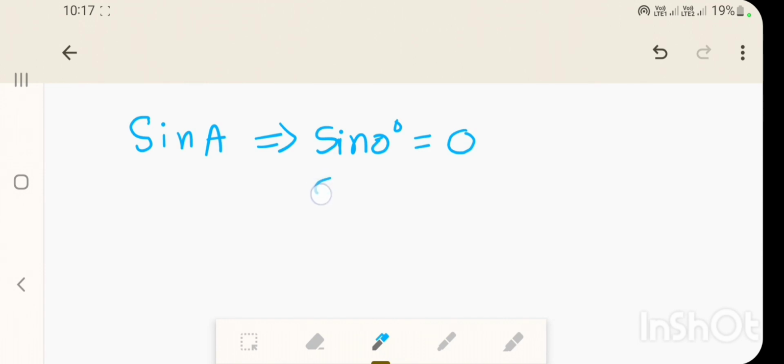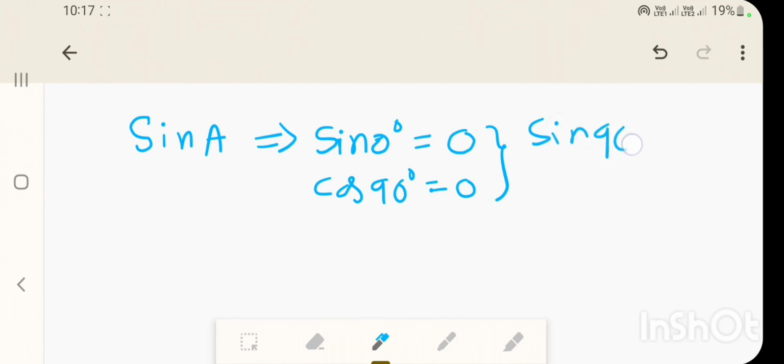And another one I will write, that is cos 90 degrees. This is also 0. And sine 90 degrees, it is 1. And cos 0 degrees, it is 1.